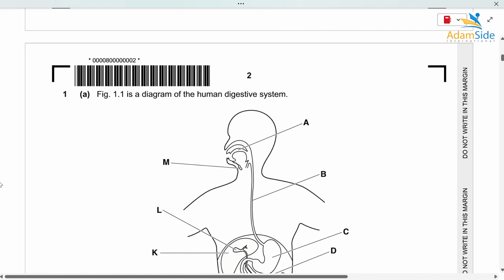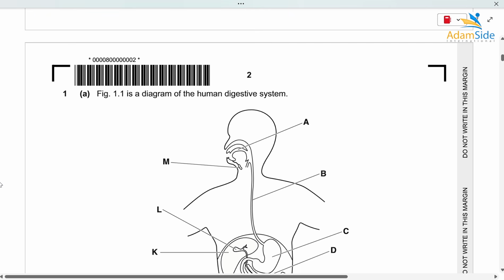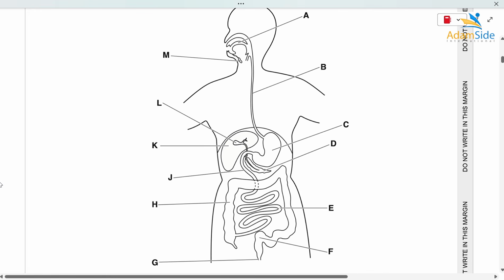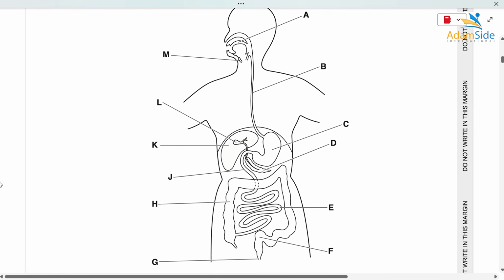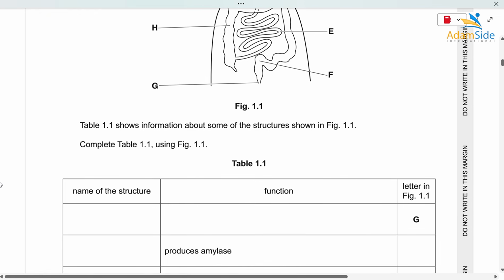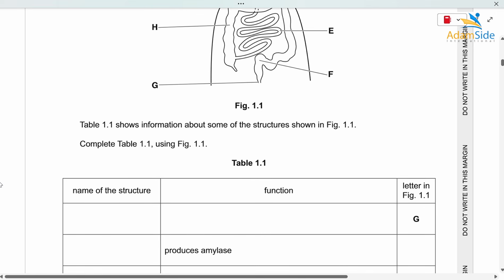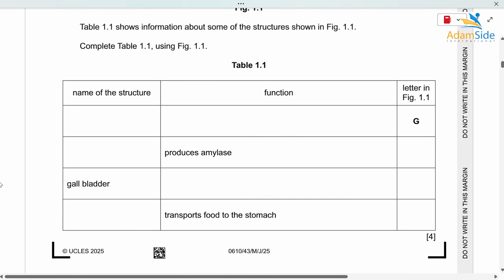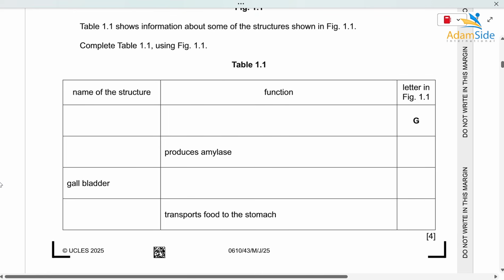It says here, number 1A, figure 1.1 is the diagram of the human digestive system. Alright, we can see the diagram over here, and it has various parts labeled A, B, C, D, E, F, G, H, J, K, L, and M. Then table 1.1 shows information about some of the structures shown in figure 1.1. Complete the table 1.1 using figure 1.1. Here we have our table, so we have to complete this table using this diagram given above.